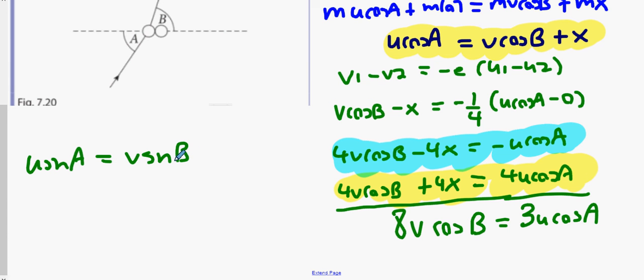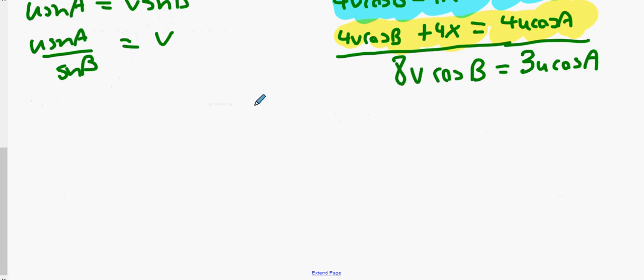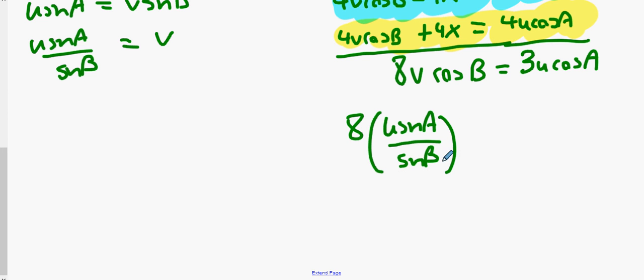Doesn't matter. Your choice. Either get rid of U or get rid of B. It doesn't matter. I will just choose B. So V equals U sine A over sine B. I'm now going to substitute that over here. So it's going to be 8 times U sine alpha over sine beta, cos beta, equals 3U cos alpha. Okay. I want to make tans, don't I?